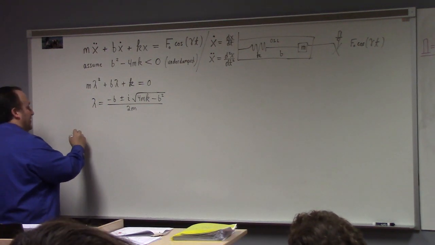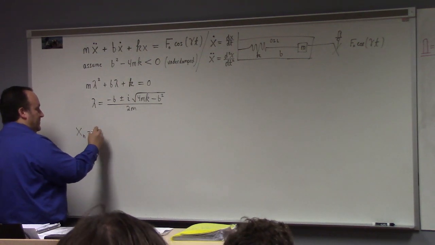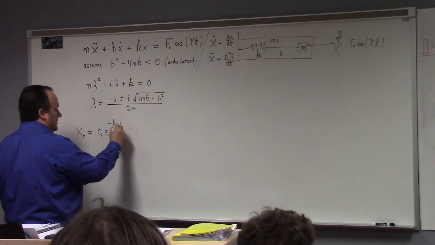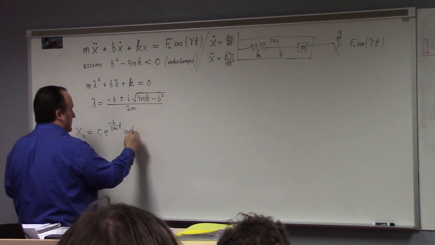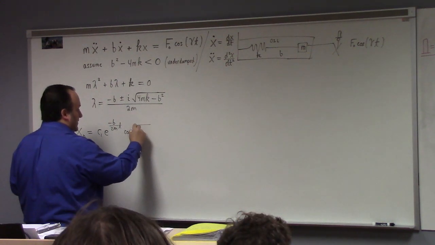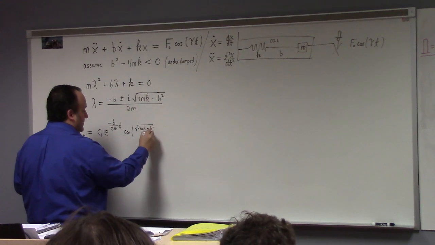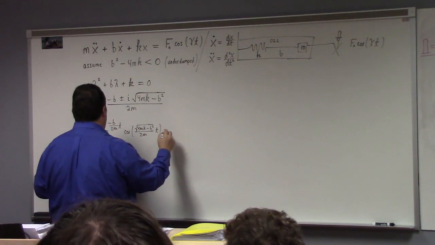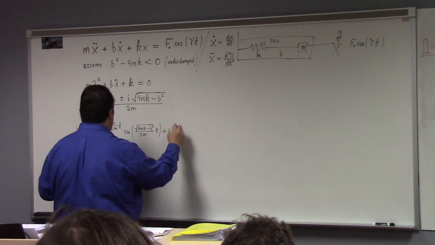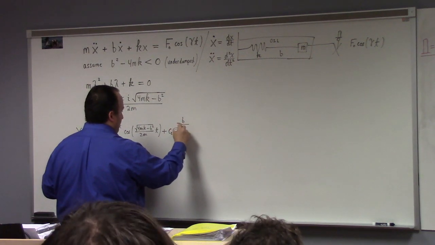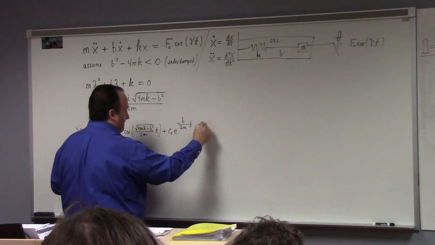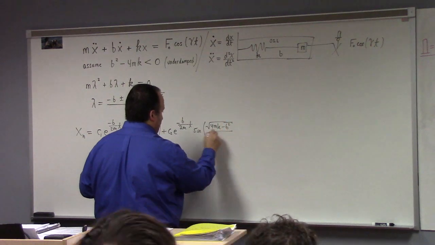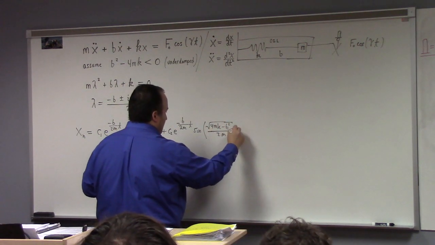So this means that my homogeneous solution looks something like C1 e to the minus b over 2m t cosine of the square root of 4mk minus b squared over 2m, all times t, plus C2 e to the minus b over 2m t times the sine of the square root of 4mk minus b squared, all divided by 2m, times t.